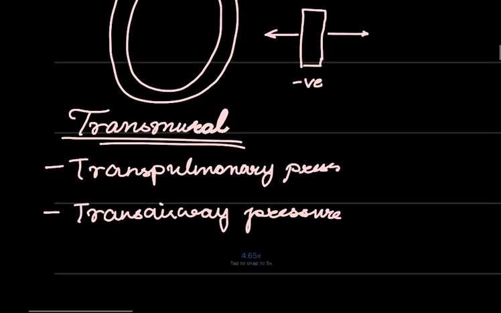Transpulmonary pressure means the pressure difference across the wall of the alveoli, that is, between the intra-alveolar pressure and the pleural pressure. We know that bronchioles do not have cartilage, so something that prevents them from collapsing is the airway pressure itself. So trans-airway pressure is the pressure difference across the bronchiolar wall between the intrabronchial lumen and the intrapleural pressure, and they are always positive. As the lung expands, this transmural pressure increases. As it increases, the lung expands.